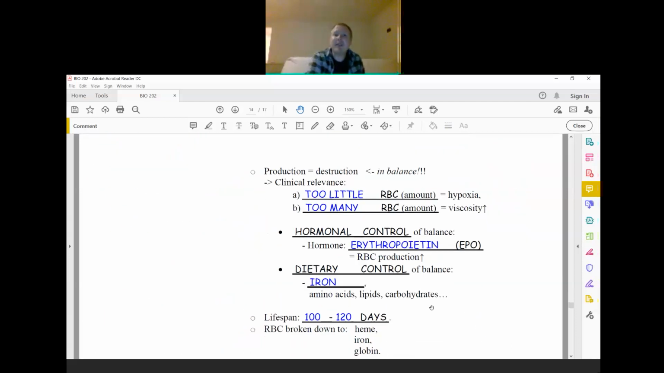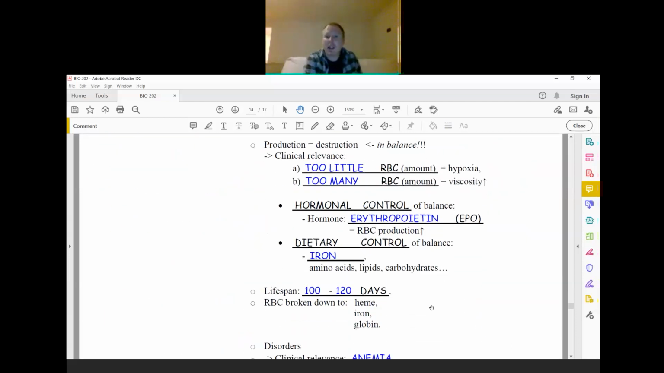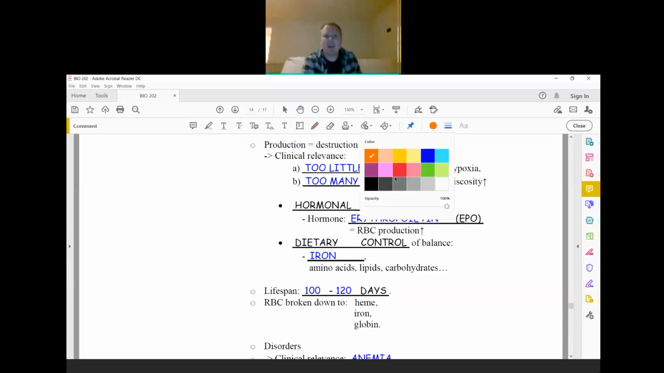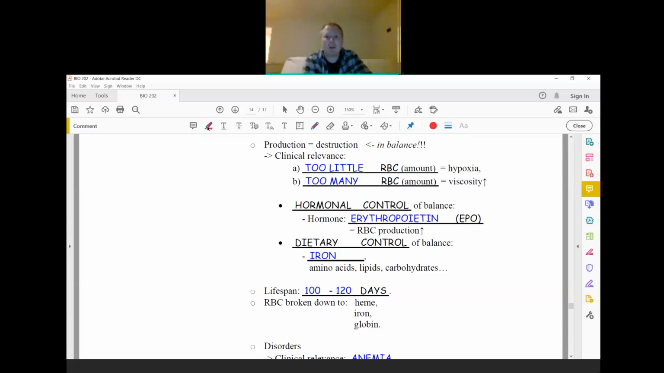Okay, I think that we have to look just a little bit more at the red blood cells. This is going to go rather quickly. So what we want with the red blood cells typically is that the amount of red blood cells that we produce is equal to the amount of red blood cells that we remove. This is because red blood cells live only about 100 to 120 days. I say only, but that's actually a rather long time for a component of the blood to survive.